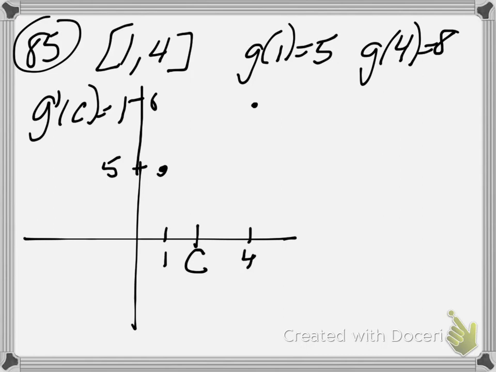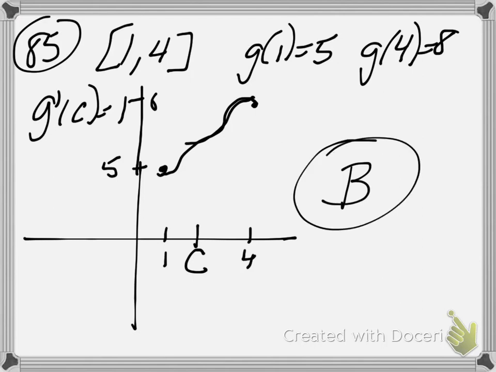So you are guaranteed for that to happen when the function is differentiable. It must be differentiable, right? Because, I mean, we don't know what it looks like, but if there's a hole, then how could we guarantee that there would be a value c? And that's why it's answer B.